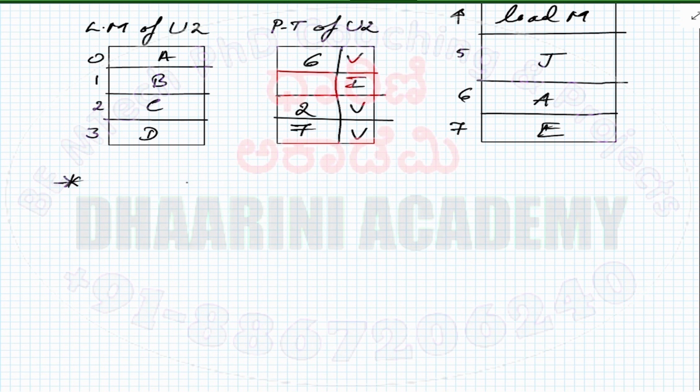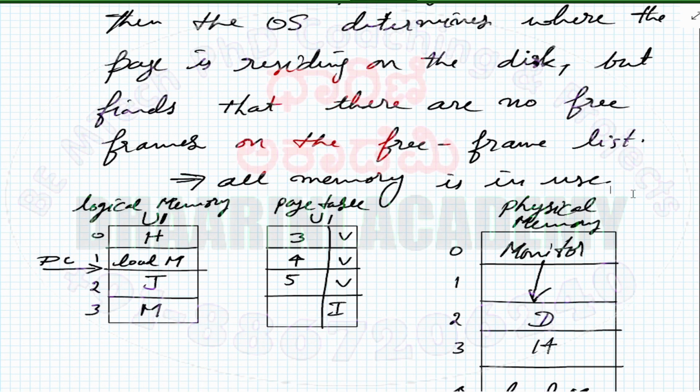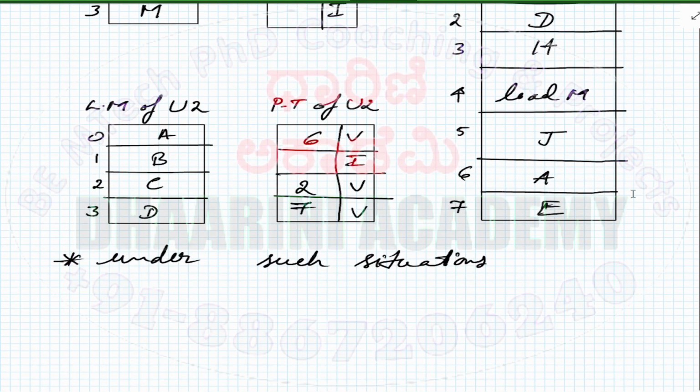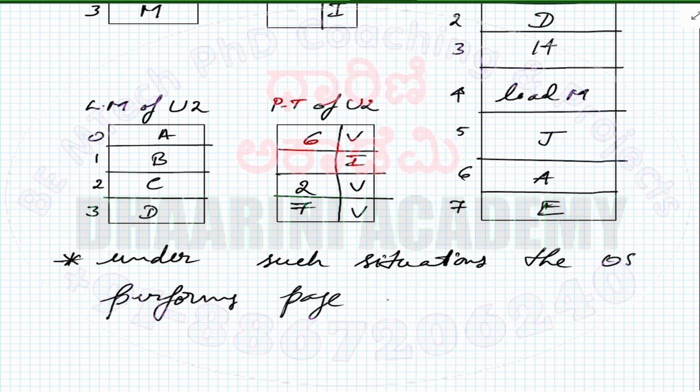Under such situations, what is such a situation? No free frames are present. That's what we have written so far. Let's go back and check. All the memory is in use. There is no free frame, which means under such a situation, as we showed in this diagram, which makes sure that there is no free frame left over, the OS performs what is called page replacement.